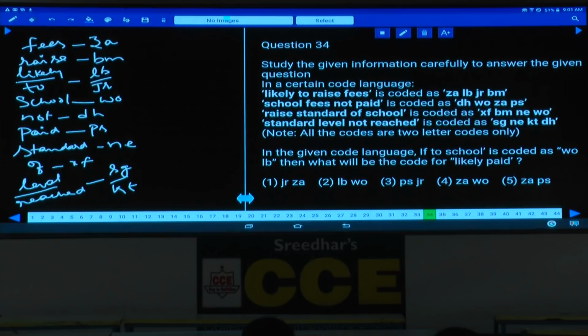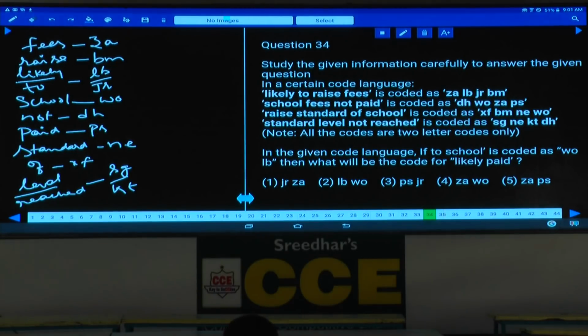Then question number 34. In the given code language, if two school is coded as W, O and LB. Now it is not 'if', it is two and school. If two and school is coded as W, O and LB, out of which W and LB, what is the code for two? LB. Hence this is LB.